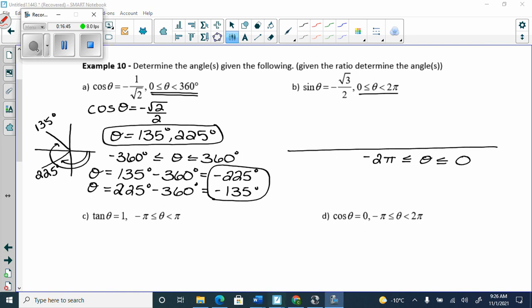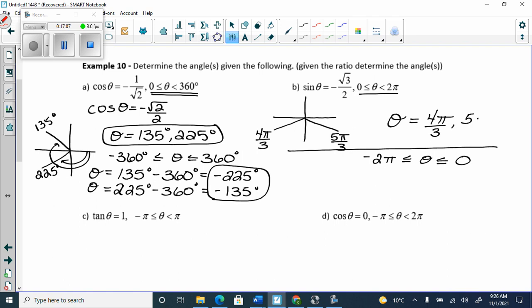Sine negative. Sine is what? Y. And where's y negative? So what are the answers? 4 pi over 3 and 5 pi over 3. So that would actually be the answer to this one. I'd go theta equals 4 pi over 3, 5 pi over 3. And the reason why I go theta equals is because I'm solving. And when I solve, you always have x equals, y equals, m equals, b equals. In this case, the variable is just theta equals. And you have to write the answers.